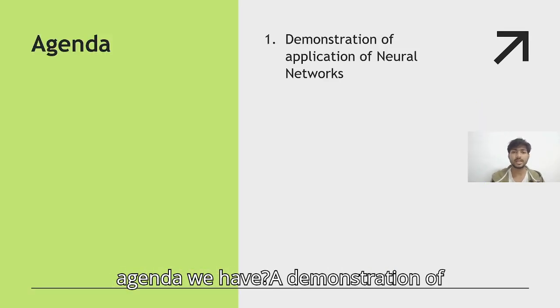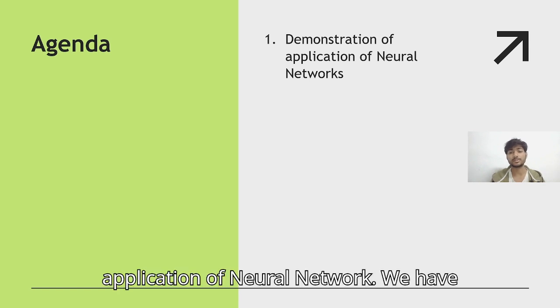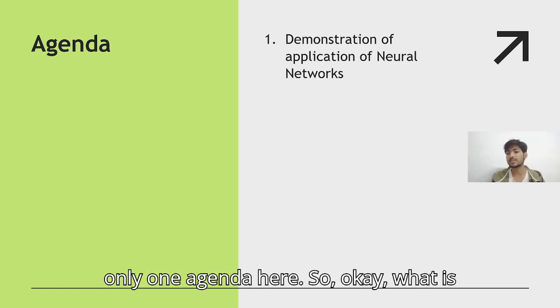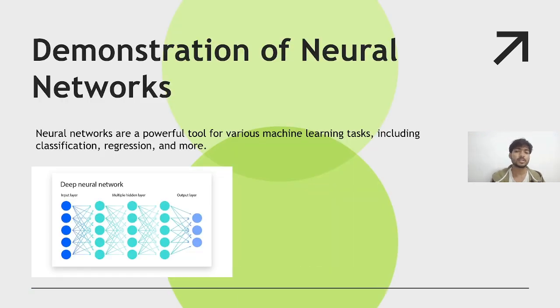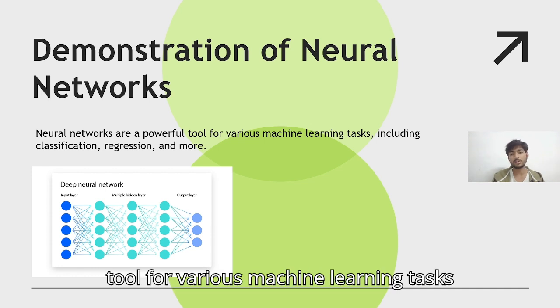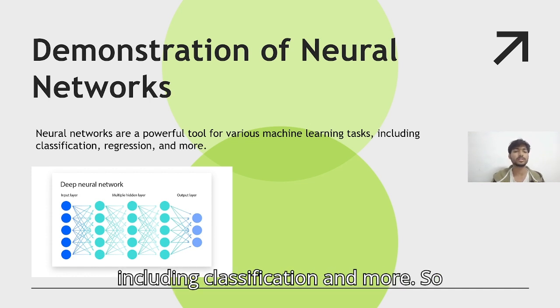So what is the agenda? We have a demonstration of application of neural network. We have only one agenda here. So okay, what is neural network? Let's see. So basically neural networks are a powerful tool for various machine learning tasks including classification and more.